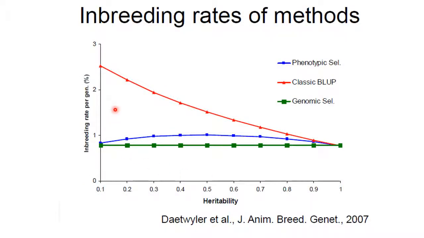This is just an illustration in terms of where you have the heritability on your x-axis and the expected inbreeding rates on the y-axis. You will see with classic BLUP, this is what is expected in terms of inbreeding rates. Just selection on phenotype alone, and with genomic selection, there's no difference in terms of the heritability because of the added accuracy in your prediction, and also the fact that the true genetic relationships are known amongst the animals.